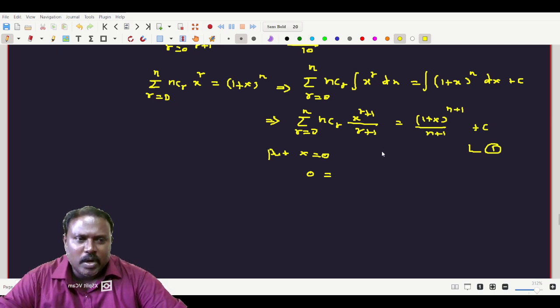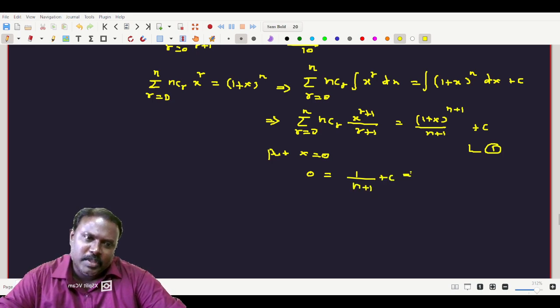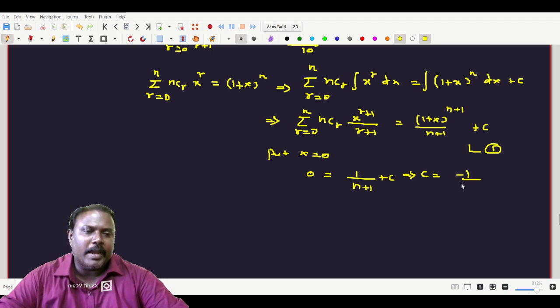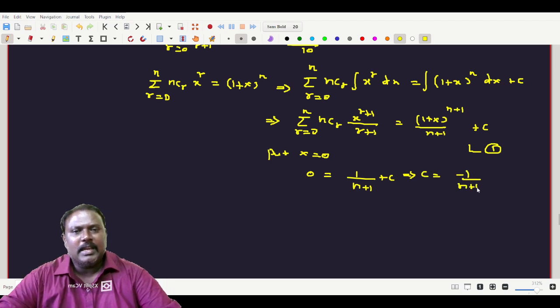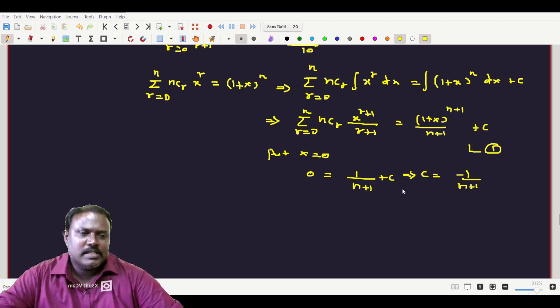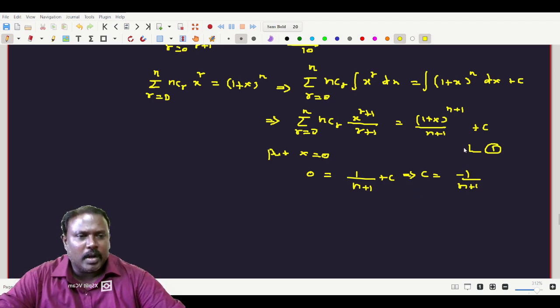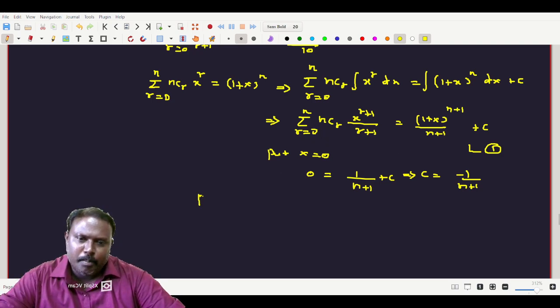That means 1 power n plus 1. 1 to the power anything, you will get 1 only. So 1 divided by n plus 1 plus c. So from this I can say this c value is equal to minus 1 divided by n plus 1. So the c value I have found is minus 1 divided by n plus 1. Now in the first equation, put x equals 1.